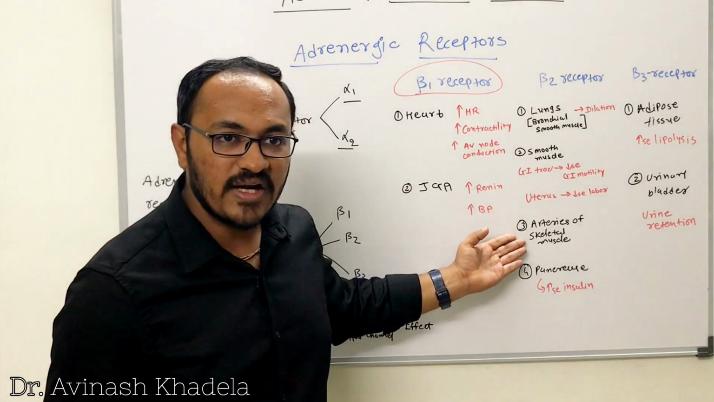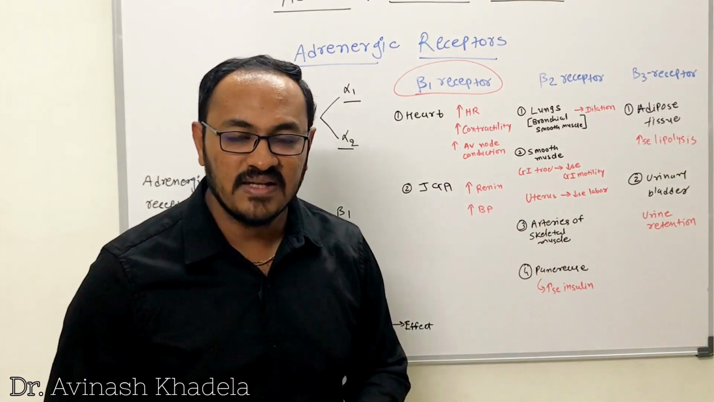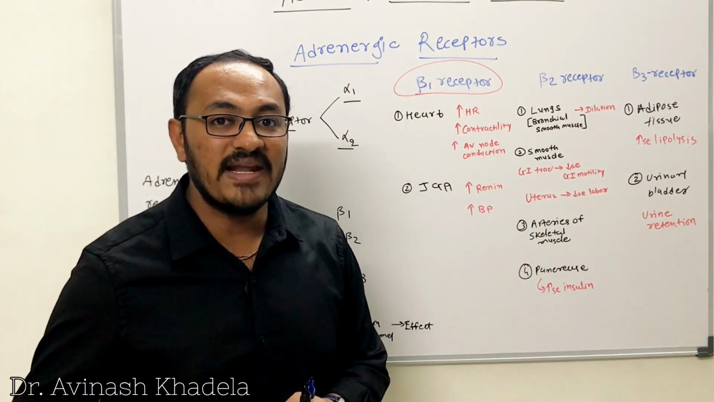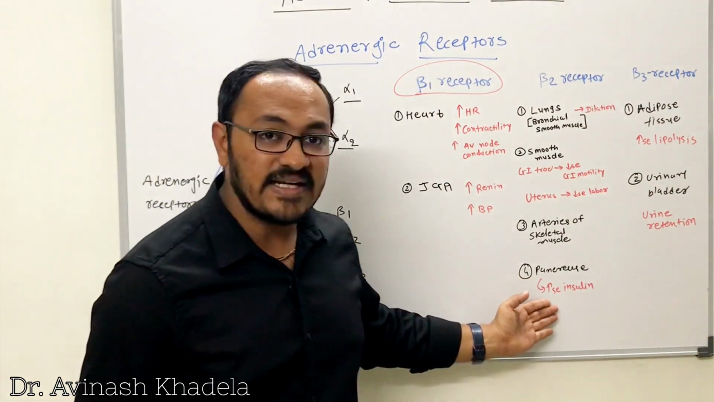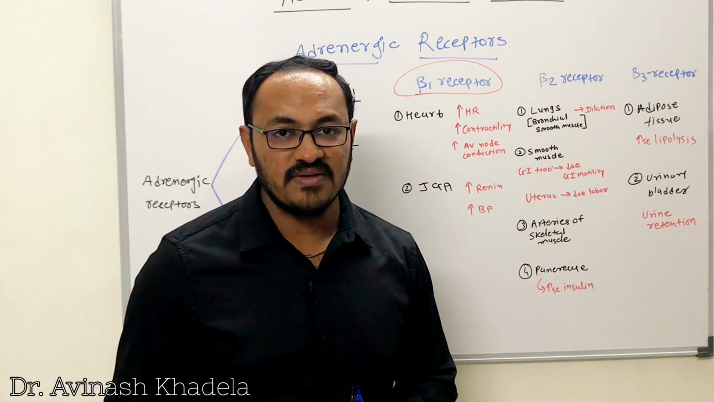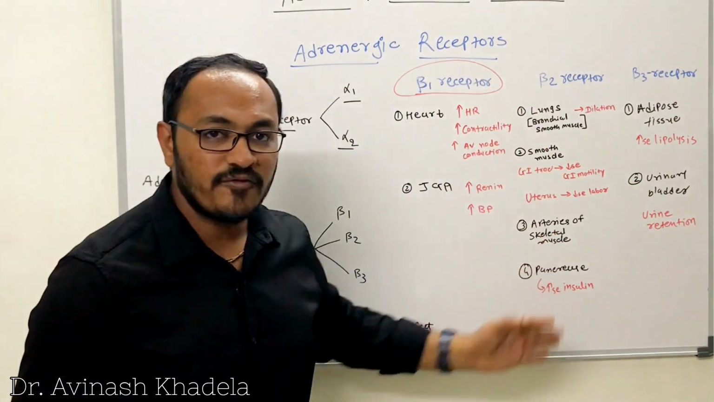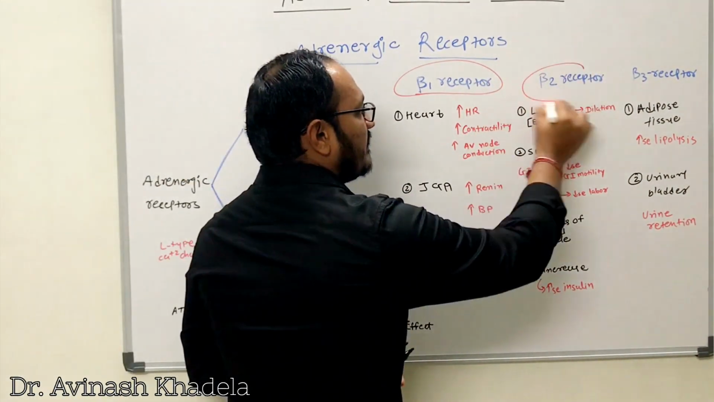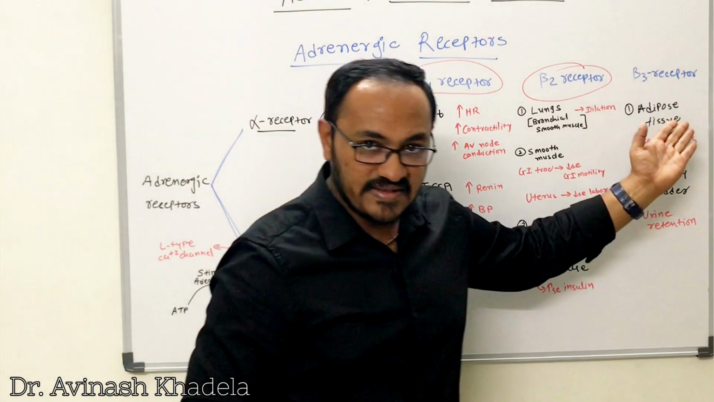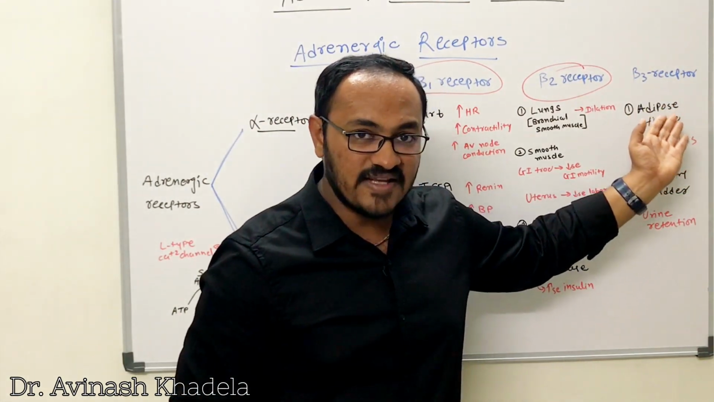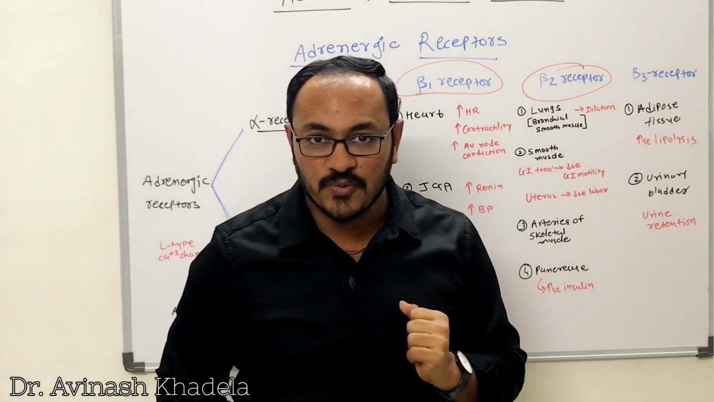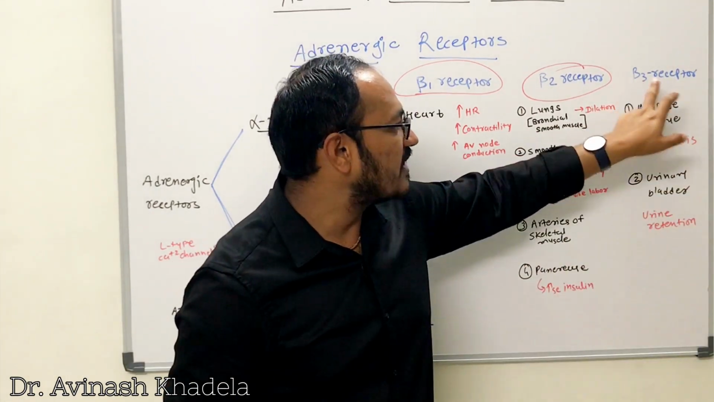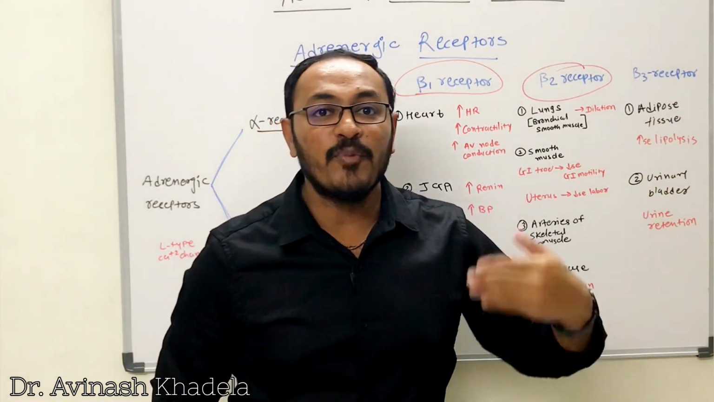Third is, it is also located in the arteries of skeletal muscle, where also it do vasodilation. And lastly, it is present in the pancreas, where it facilitates the insulin secretion. So this is the action of beta 2 receptor. And lastly, beta 3 receptor, which is less explored, but beta 3 receptor is present in the adipose tissue, where when beta 3 receptor is stimulated, it induces lipolysis.